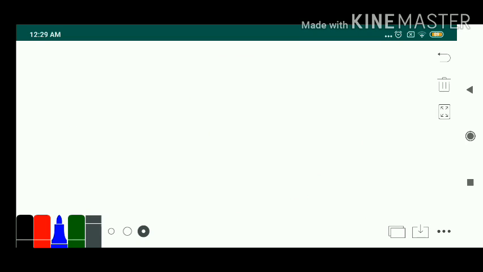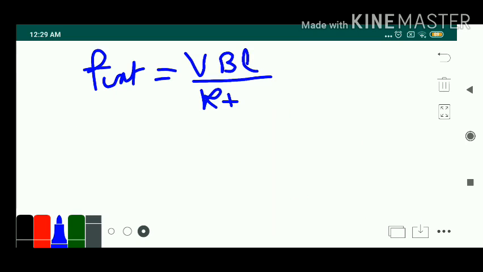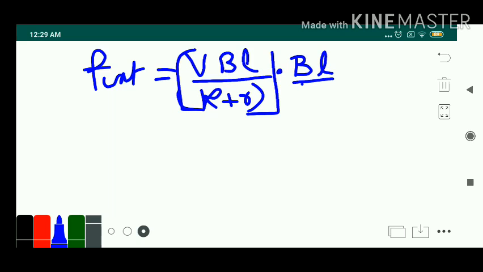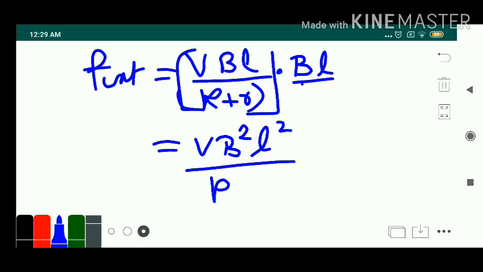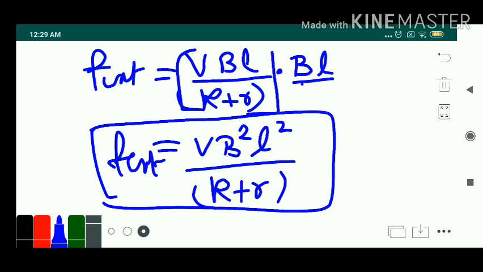Now we are going to write the expression again, guys. So F external is equal to, in place of I, I am going to write VBL by R plus R. We just found the expression for current earlier, into BL, because it is IBL, this is I and then BL. So the expression becomes V B squared L squared divided by R plus R. This is the equation for the minimum external force that is to be applied so that the rod can move with a constant velocity v.